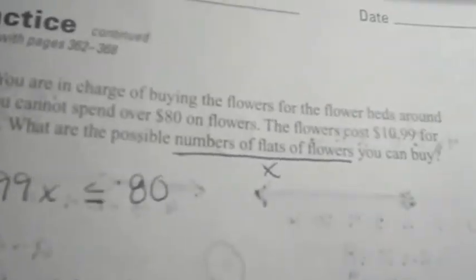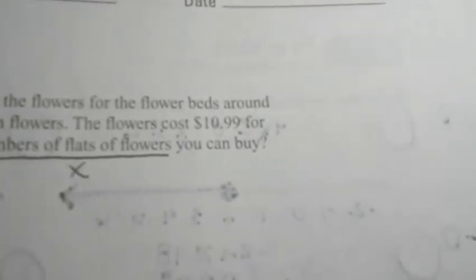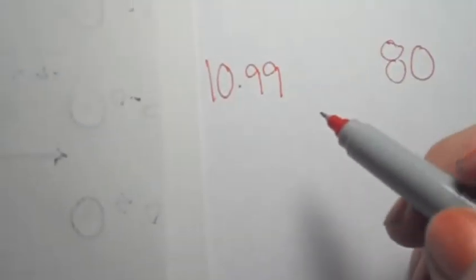The flowers cost $10.99 for a flat of flowers. Okay, so I've got $10.99. Alright, let's figure out how these two numbers are going to relate. It asks, what are the possible numbers of flats of flowers you can buy? Let's see how we're going to break this down.